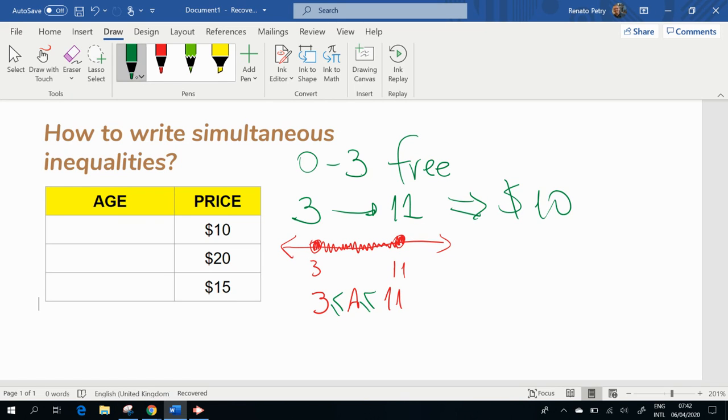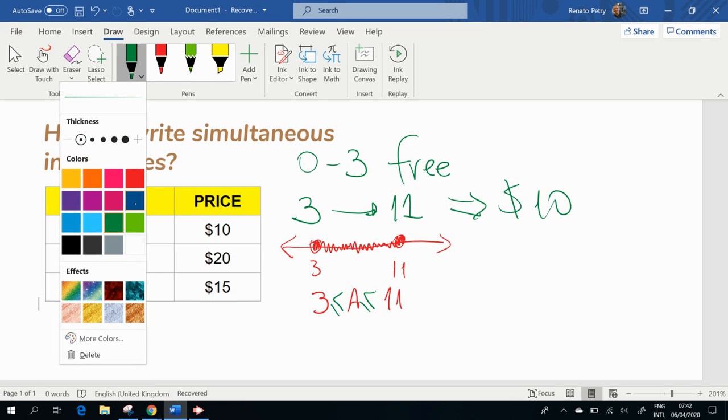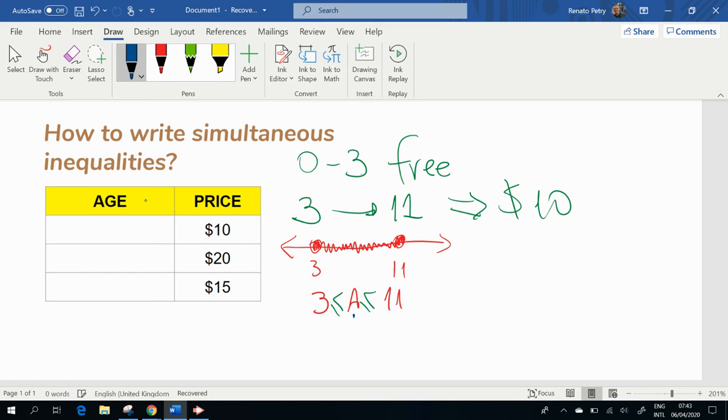My age has to be, so that's how I read, my age is greater or equal than 3, but also less or equal than 11. So my age is in the middle of my inequality now, which means I have inequalities on both sides. So this is what I call a simultaneous inequality. I have an inequality on both sides. I have a range of inequality.